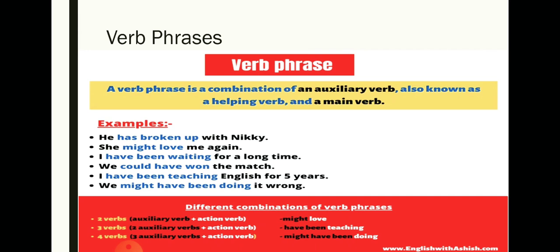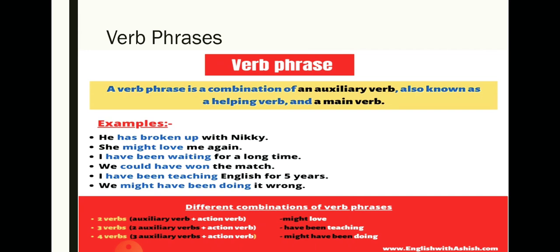So this is something we deal with in verb phrases. You might have a question: what is a verb phrase? We haven't dealt with a verb phrase earlier. Okay, what is a verb phrase? A verb phrase is a combination of an auxiliary verb, also known as a helping verb, and a main verb. The mandatory thing in a sentence is a verb. We have a main verb, and there are verbs like auxiliary verbs and modal verbs that help the main verb to do an action more clearly.